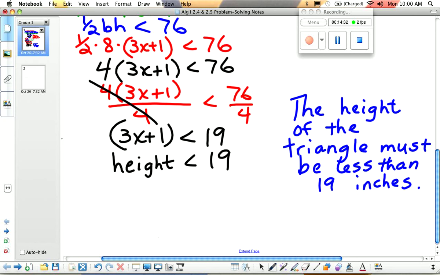All we can say is it better just be what? Less than 19. Under 19. That's as high as it can get. It can't get to 19, but it can get really close to 19, and the area will still be less than 76 inches squared. Okay, so any questions about it? Okay, let's go to the back side.